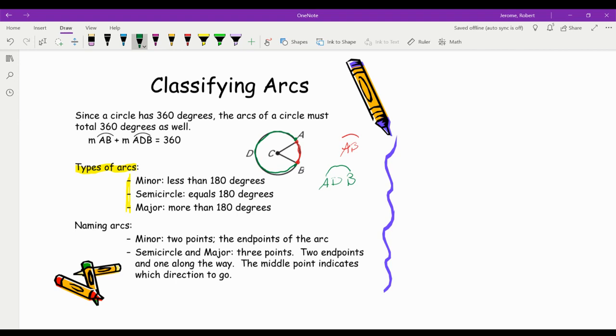3 letters, you just follow in order. Again, the big giveaway is 2 letters, you go the short way. We'll see some of that as we go.